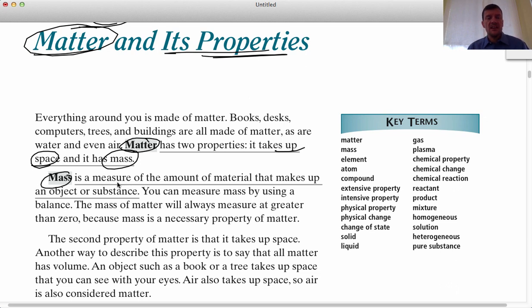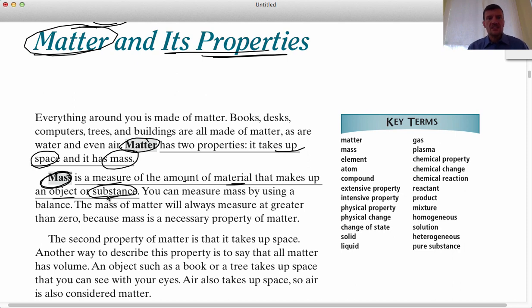Mass is defined as the measure of the amount of material that makes up an object or substance. Now, don't get that confused with weight. Mass is just the measurement of the amount of stuff. Weight is dependent upon the gravitational pull of this Earth. If you were on the moon, your weight would be different, but your mass has not changed, assuming you went there instantaneously and didn't lose any of your mass.